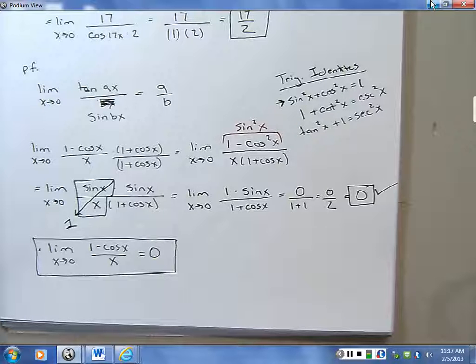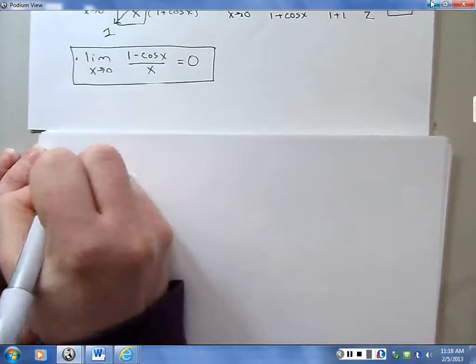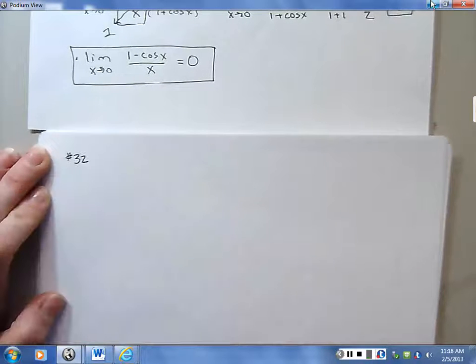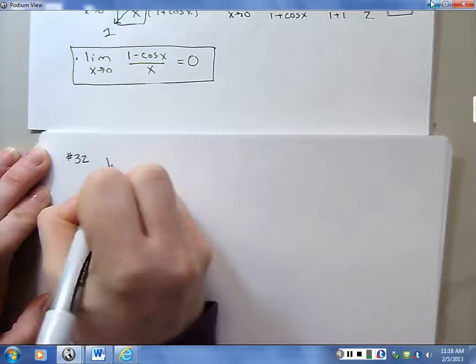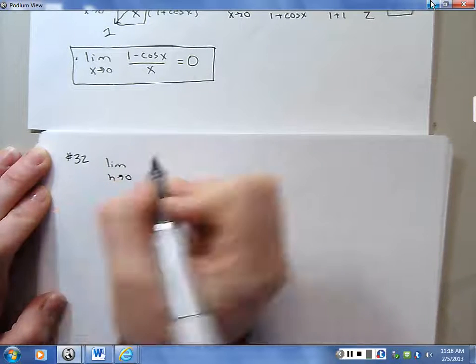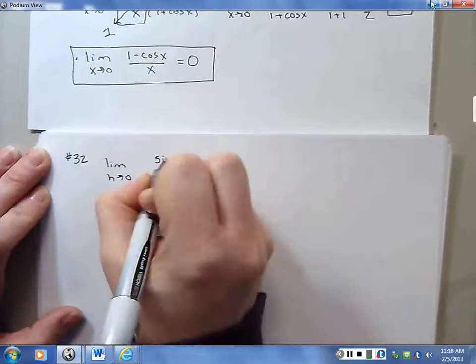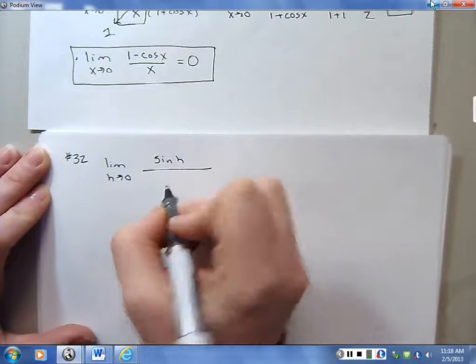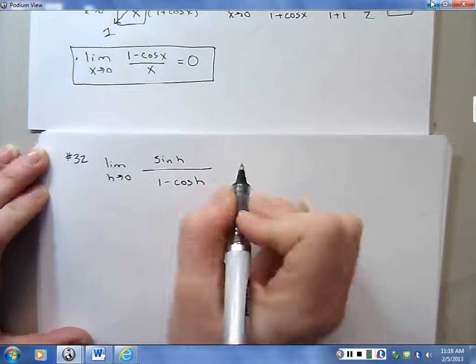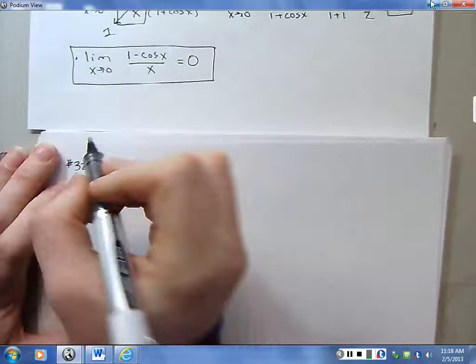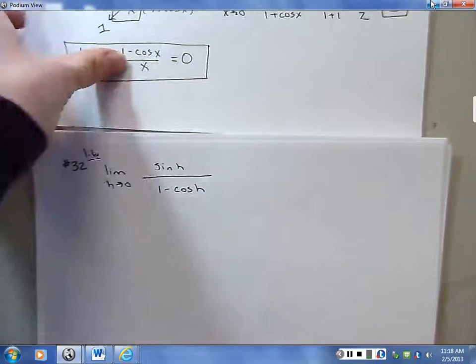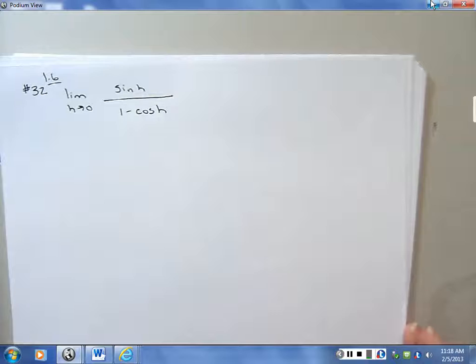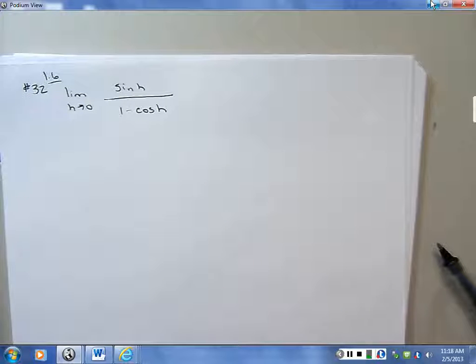Okay, so let's look at number 32 in your book. So number 32, we get the limit as h goes to 0, sine of h over 1 minus cosine of h. So what would I like to do to the numerator to make my life easier? Because if I plug in 0, I have 0 over 0.